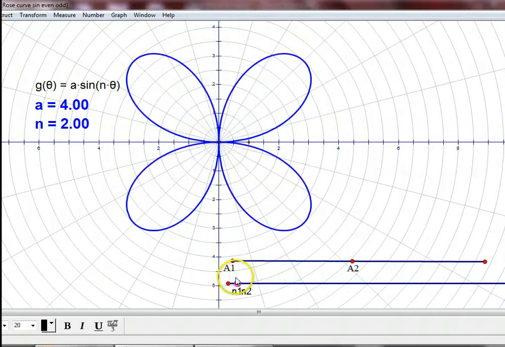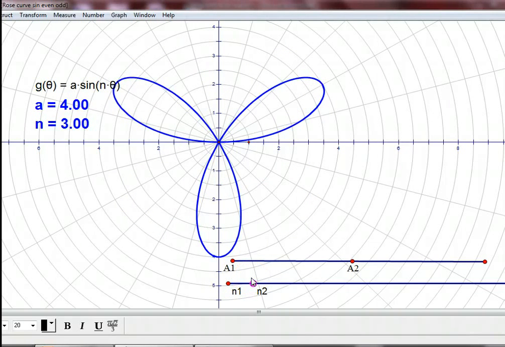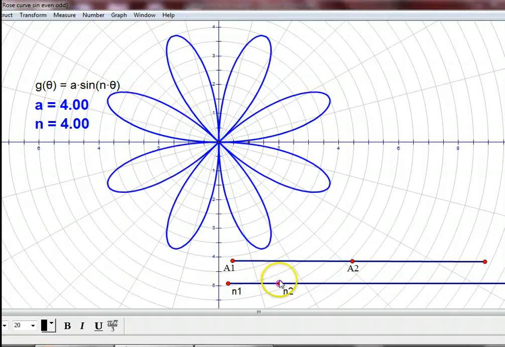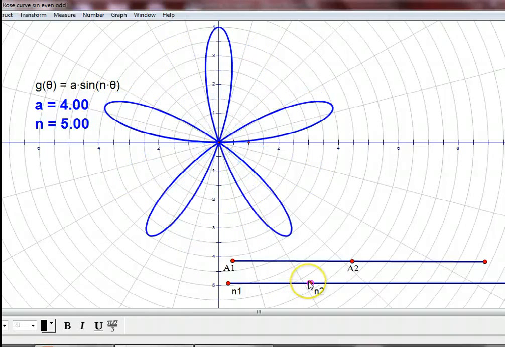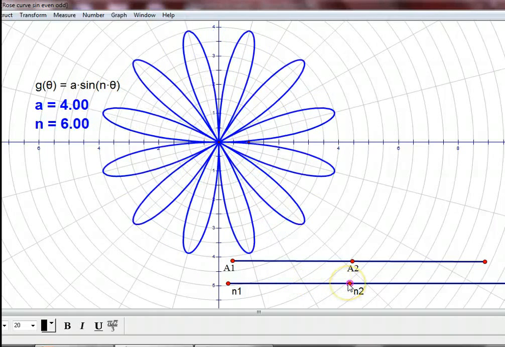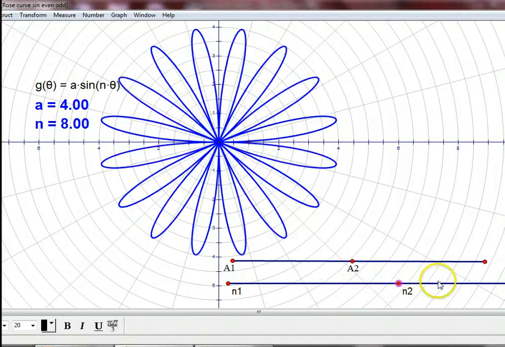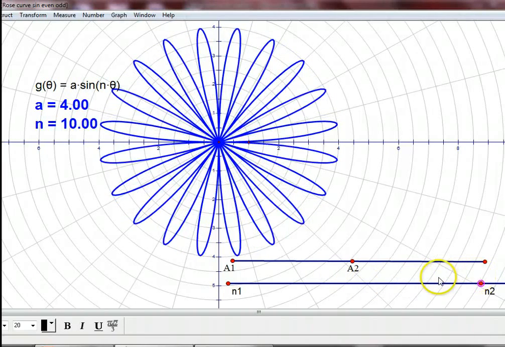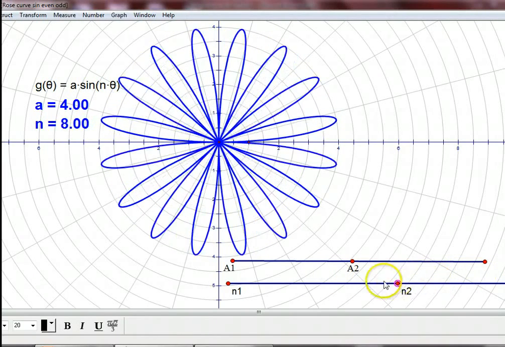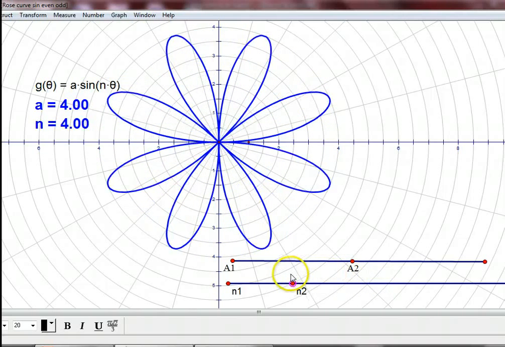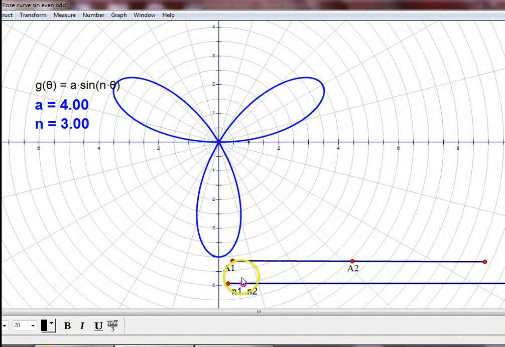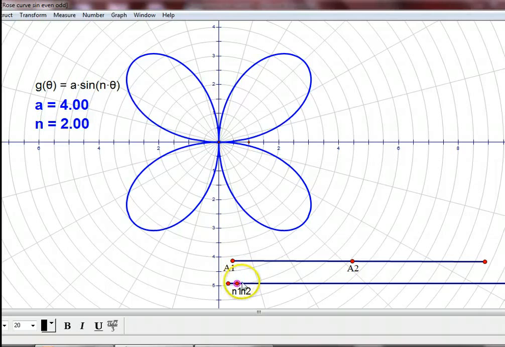Now let's go back and look at the symmetry of the graph. Now with this graph here, you can see that you have symmetry with respect to the line theta equal pi over 2, or the vertical axis. And that's true for all the graphs. Now notice that with the even graphs, you have more symmetry than you do with the odd graphs, but at least you can say that all of them have symmetry with respect to the line theta equal pi over 2.